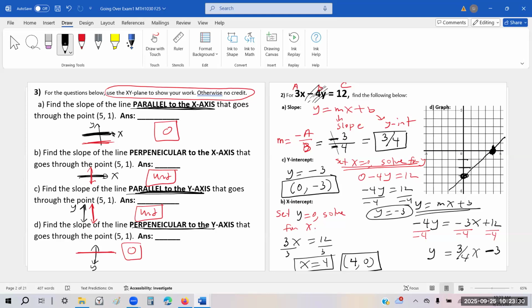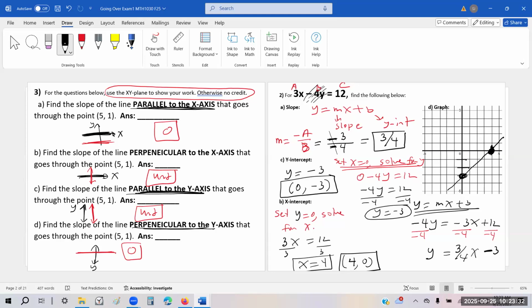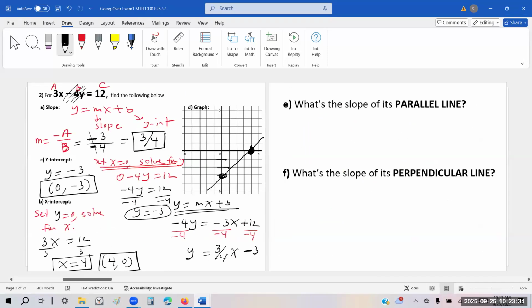Any question? Now, since you know the slope of this line, that means you can find the slope of any parallel line or any perpendicular line. So parallel line, what type of slope does a parallel line have? Same slope.